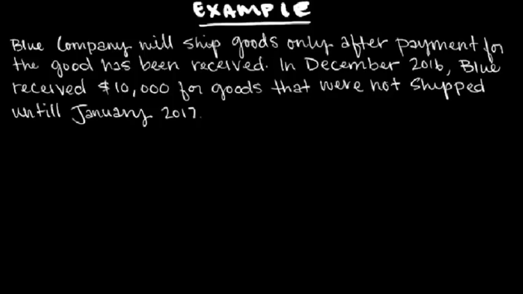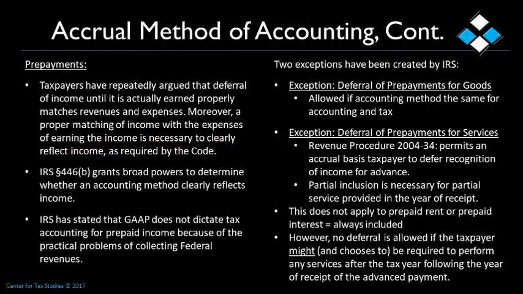Well, the income must be reported in 2016 for tax purposes, assuming that even though the company, and this is an assumption, reports the income in 2017 for financial reporting purposes. The second exception for prepayments is the deferral of prepayments for services. Revenue Procedure 2004-34 permits an accrual basis taxpayer to defer recognition of income for advance payments for services to be performed after the end of the tax year of receipt.